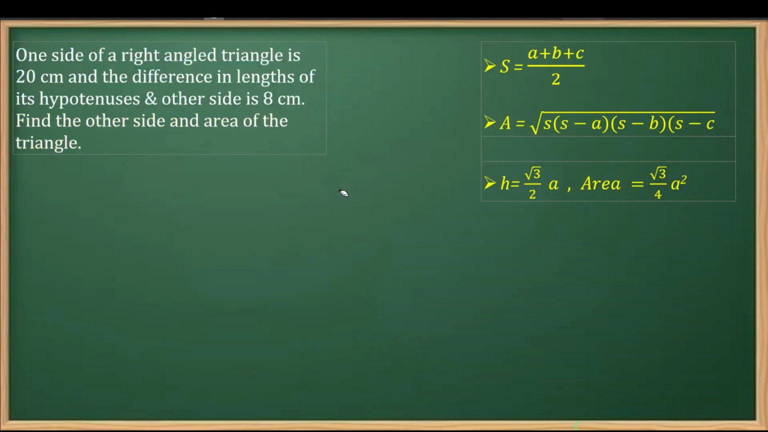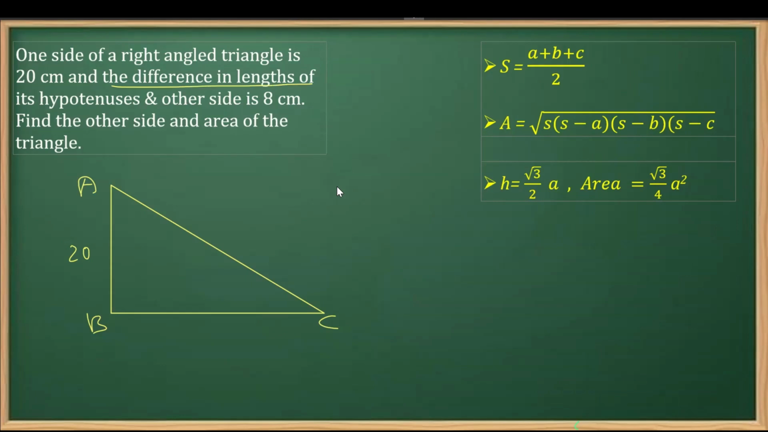So we need to make a right angle triangle first. Let's say I make a right angle triangle and I'll name this as, say, ABC. So the first thing we know is that one side of this triangle is given as 20 centimeters. So I can take any of its sides. Say I took this as 20 centimeter.